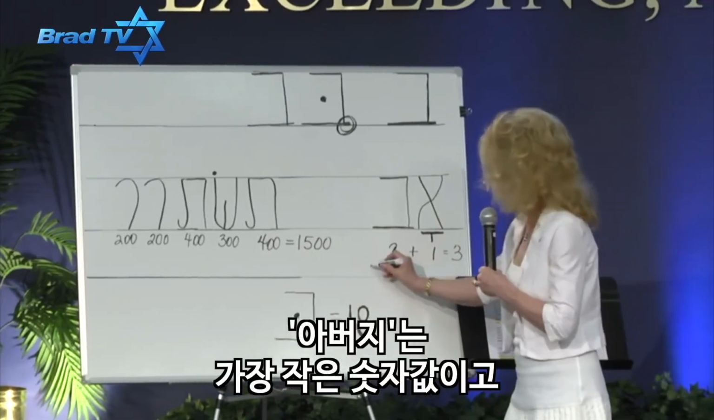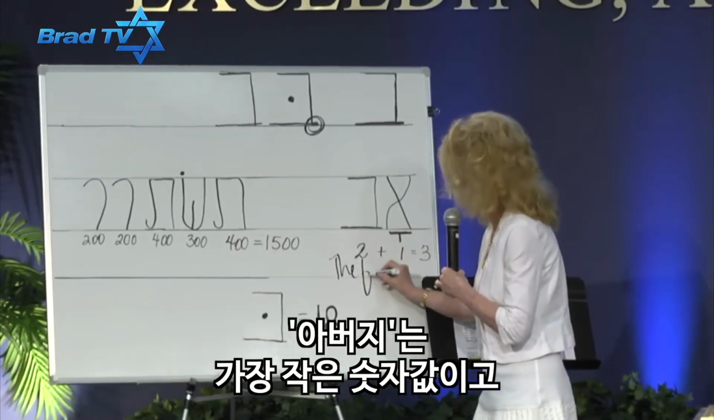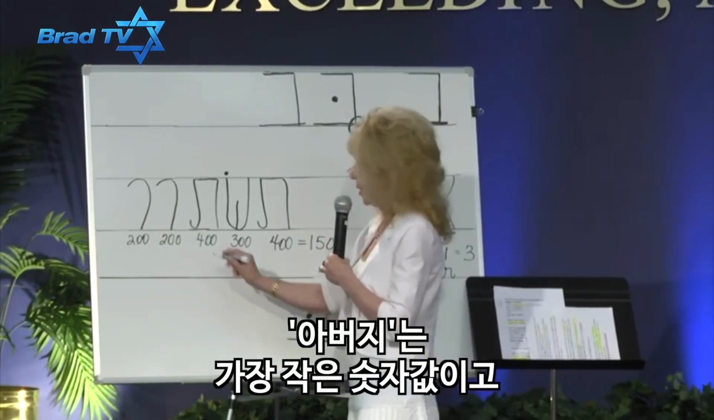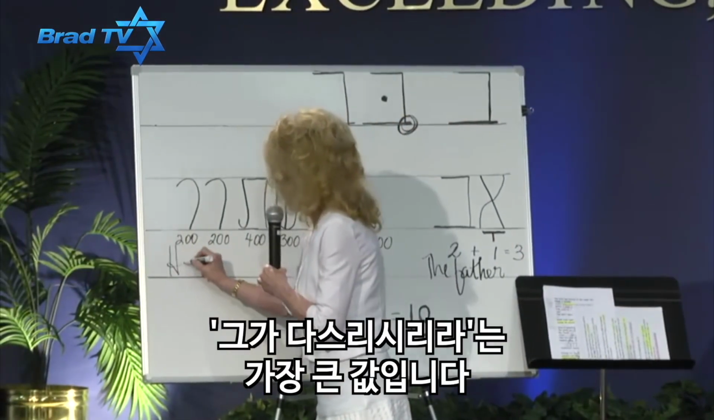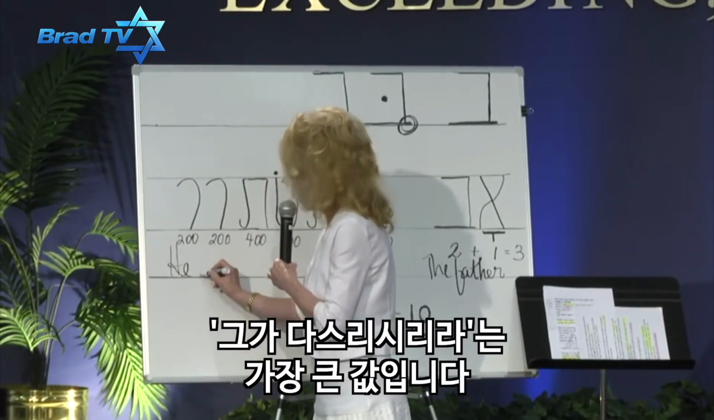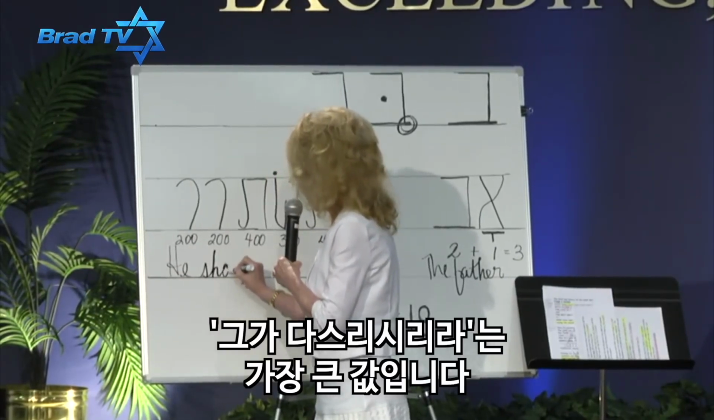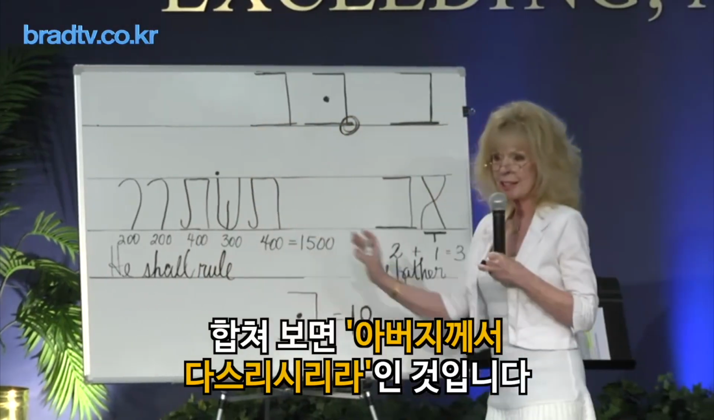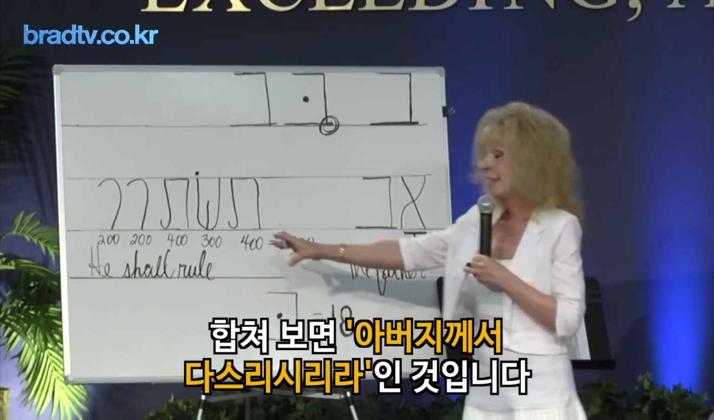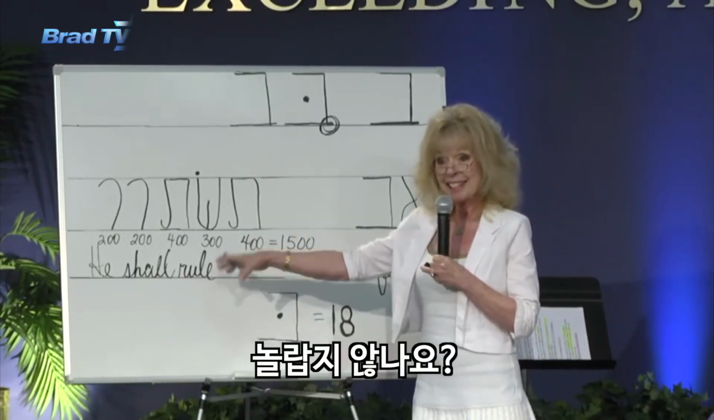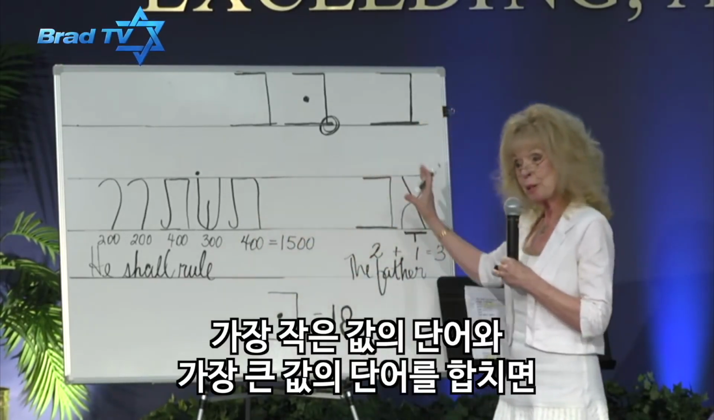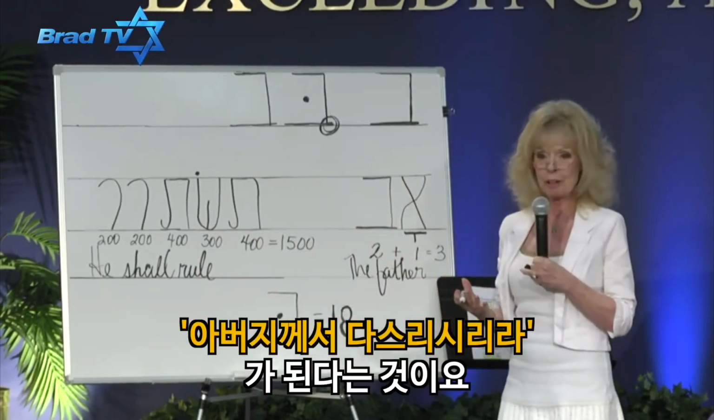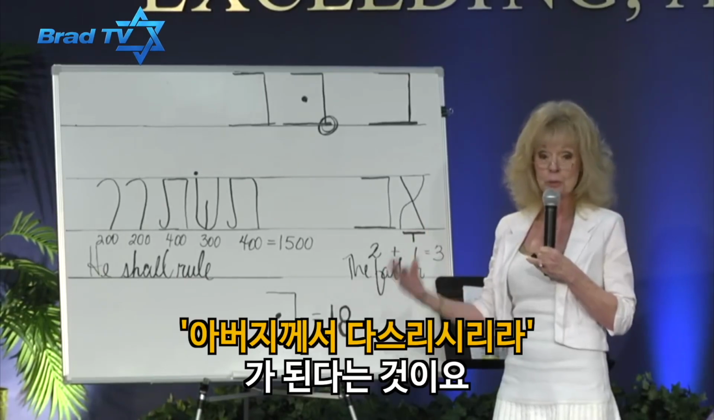So here we have the Father with the smallest numerical value, and here is the word tistarer, which means he shall rule. Now put those together. The Father, he shall rule. Isn't that amazing? That the words with the smallest and the largest numerical values, when you put them together, mean the Father, he shall rule.